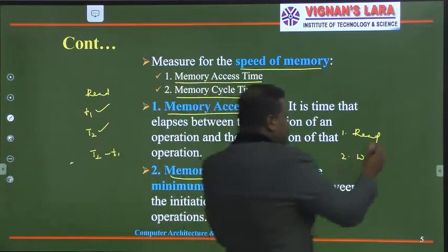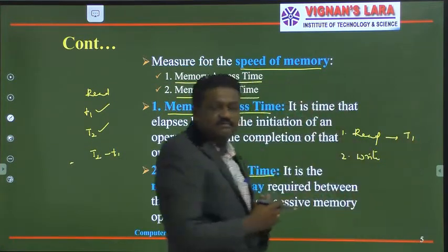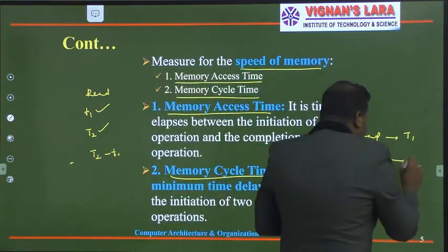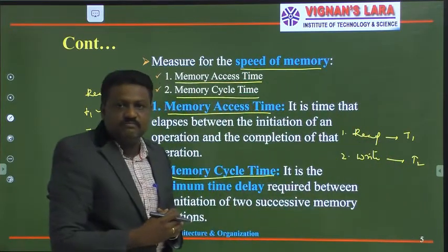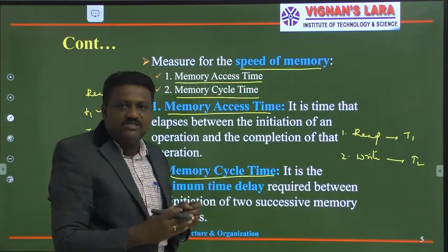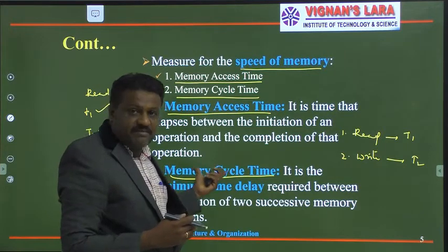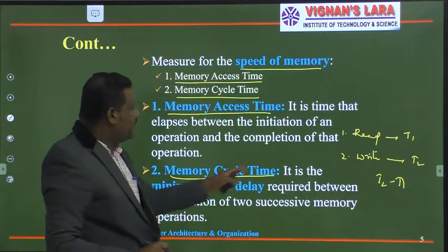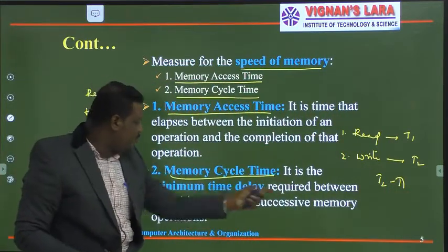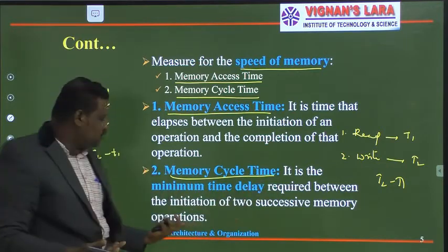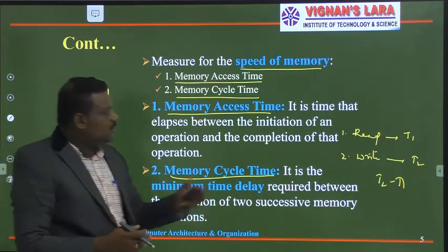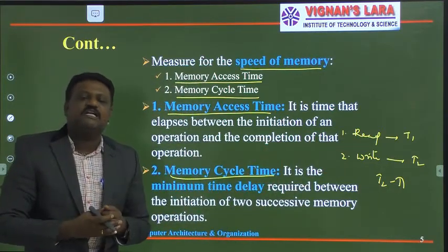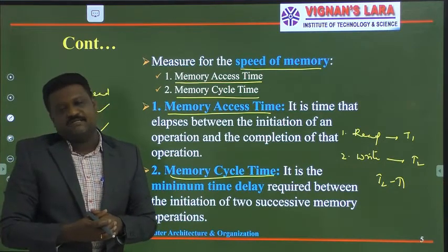So this read operation finishes at time instant T1, and my write operation starts at time instant T2. Now what is my cycle time? The cycle time here is T2 minus T1. Why? Because it is the minimum time delay required between the initiation of two successive memory operations. So one operation is done at T1 and the second one starts at T2. The difference between those two time instants we consider as the memory cycle time.